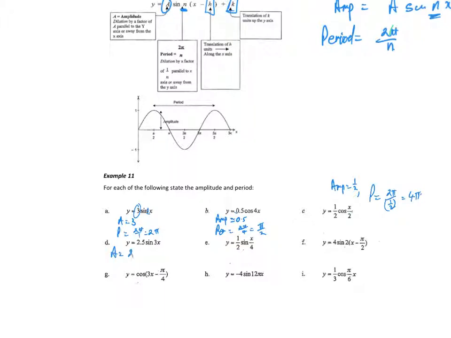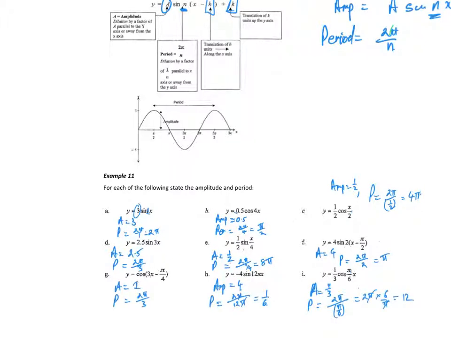Amplitude is equal to 2.5. Period is equal to 2 pi on n, which is 3. Amplitude is equal to a half. Period is equal to 2 pi on, number in front of the x is a quarter, which is 8 pi. Again, amplitude is equal to 4. Period is equal to 2 pi, number in front of the x is 2, which makes the period pi. Amplitude, no number out the front, so it's just a 1.